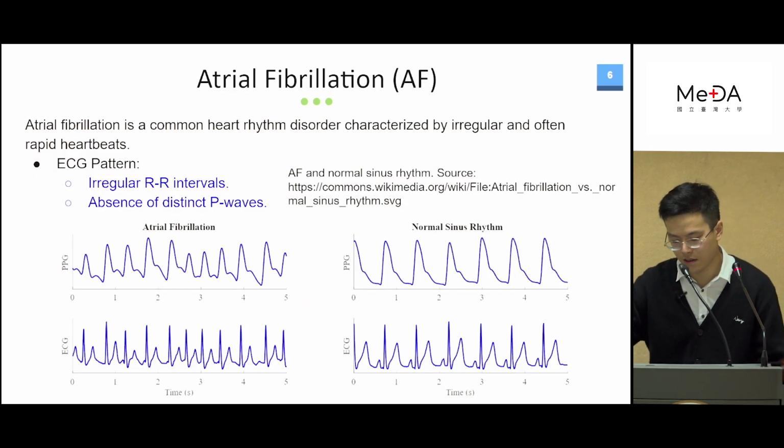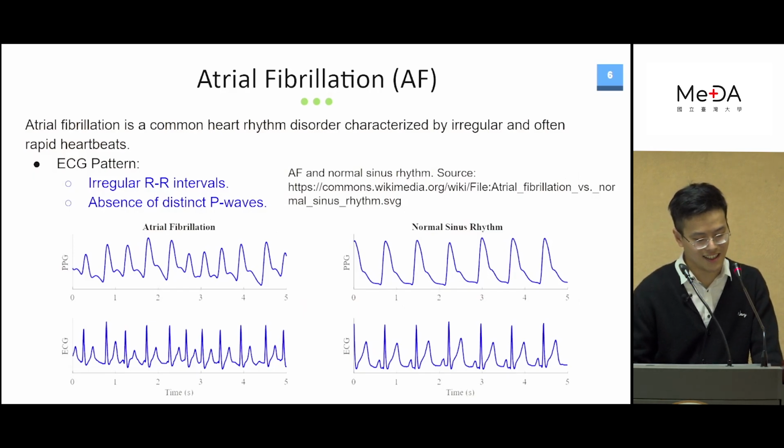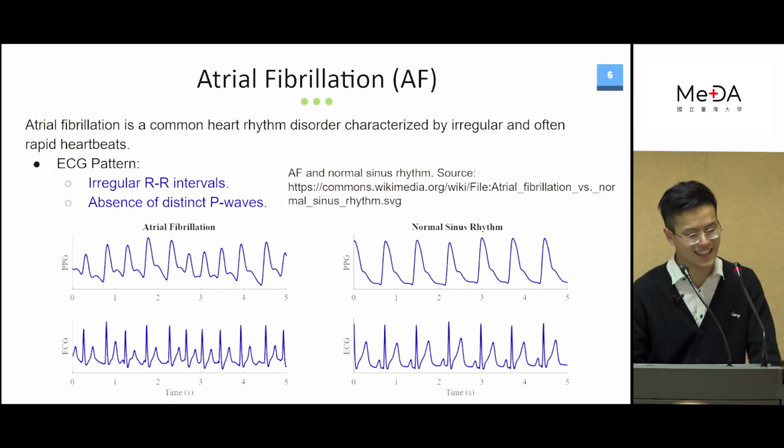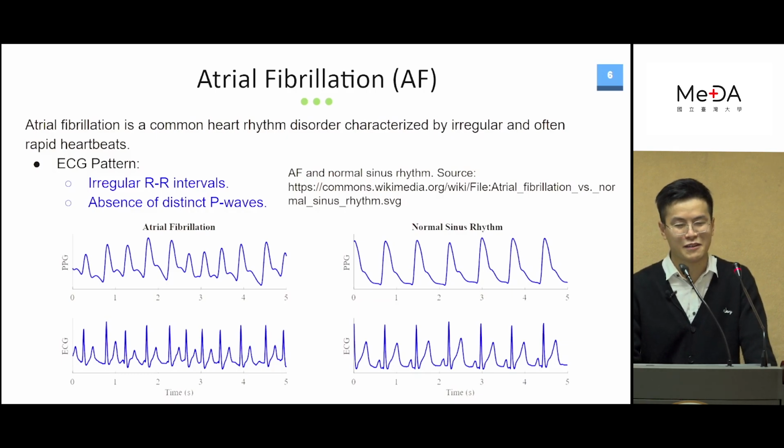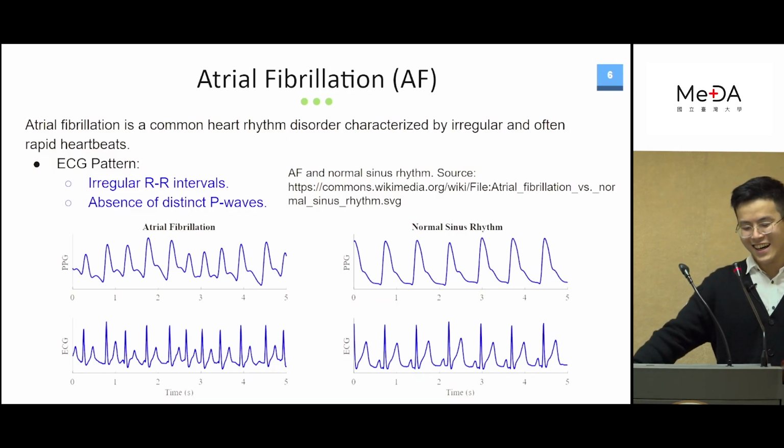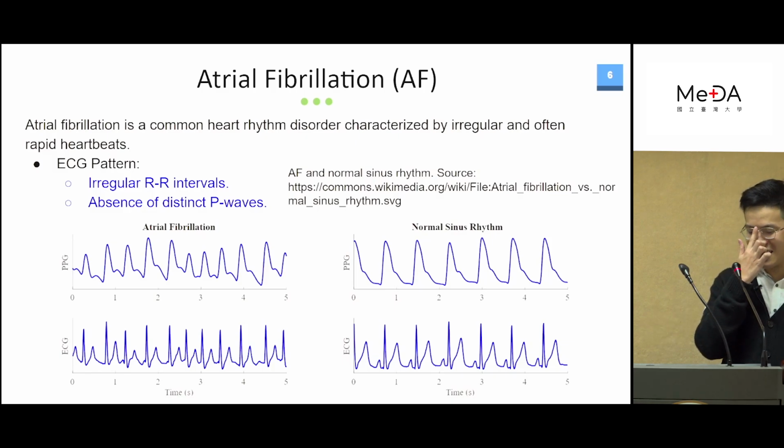The main problem we're going to solve today is detection of atrial fibrillation, which can be abbreviated to AF, and we're going to call it AF later. So what is atrial fibrillation? Atrial fibrillation is a heart disorder that can be characterized by usually irregular or rapid heartbeats. For example, you can see on the ECG pattern here that it consists of irregular RR intervals.